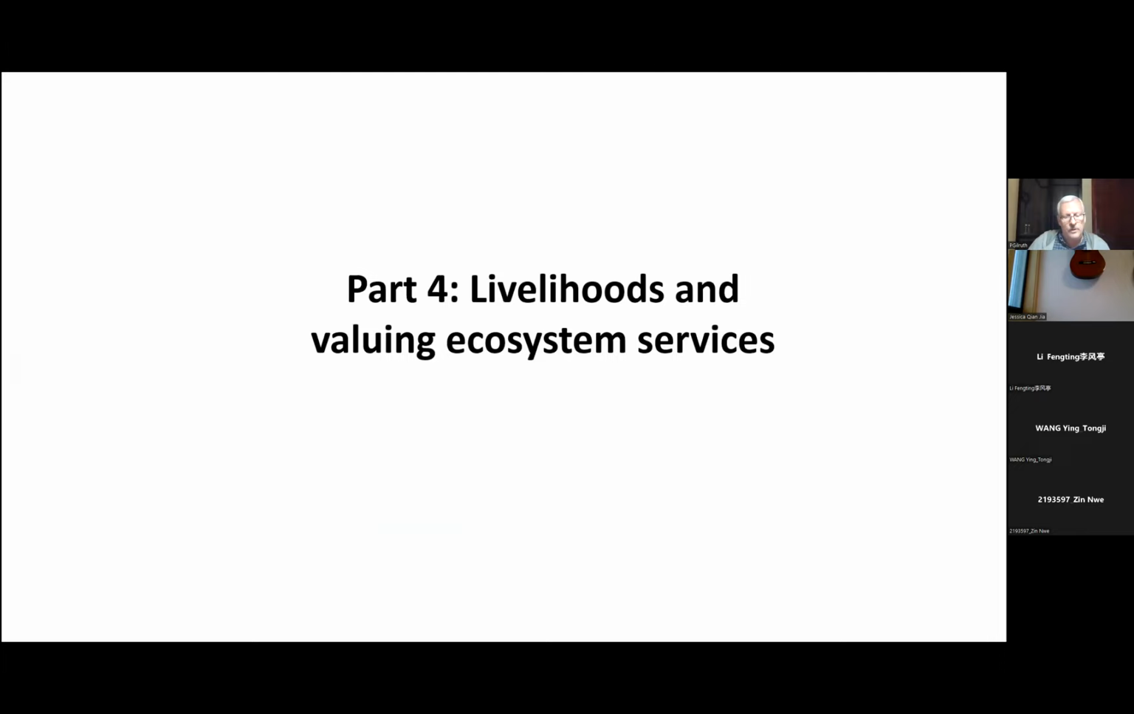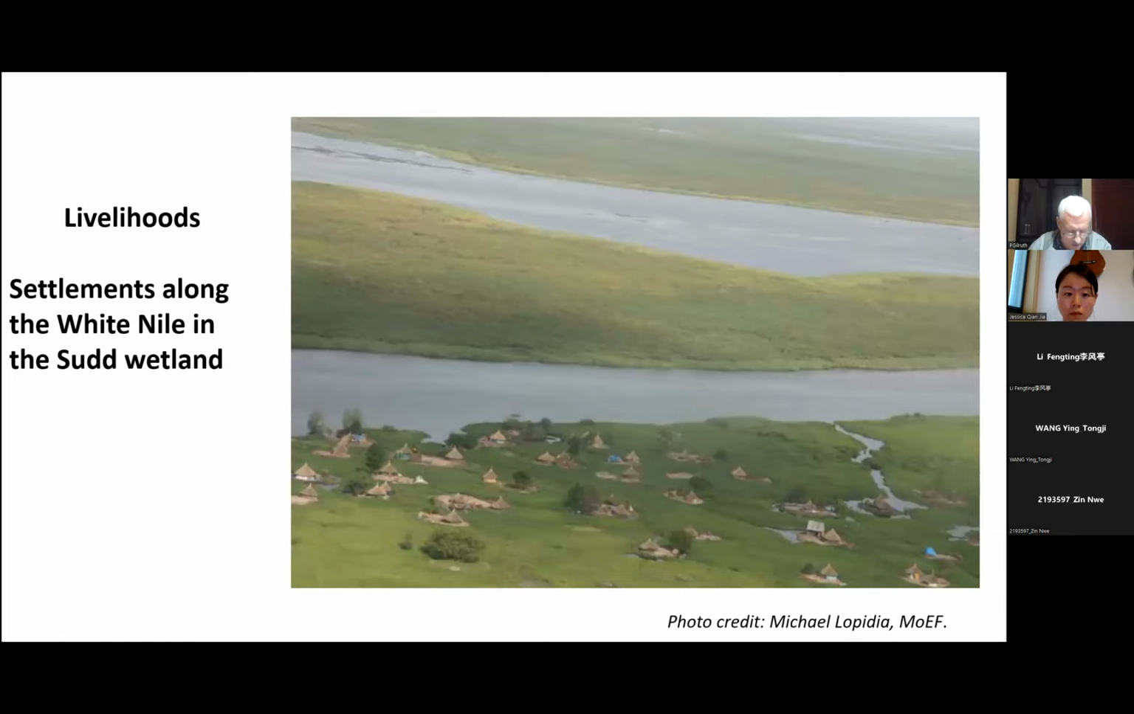Going to part four, the livelihood and valuing the ecosystem. We'd like to look now at the inhabitants and how they survive on these ecosystem services. You see some settlements along the White Nile. These are dispersed due to the micro conditions. This is during what they call a dry season land, and the people are able to live here as the flood is lower. And it gives you an impression of a society that may not have developed much in the last 100 years.